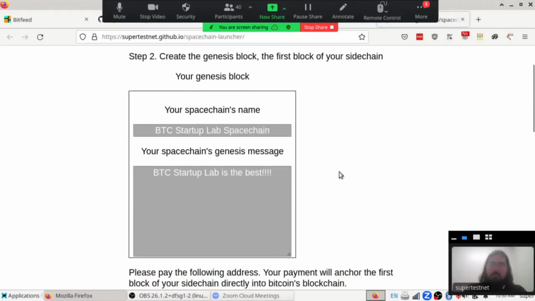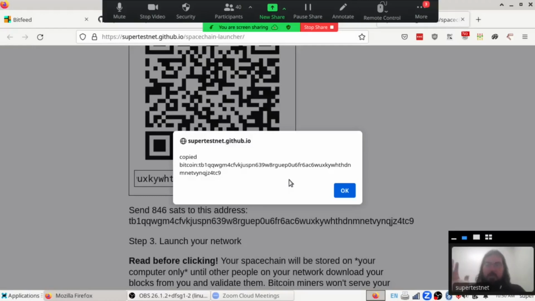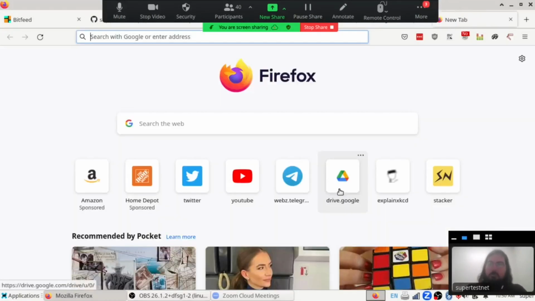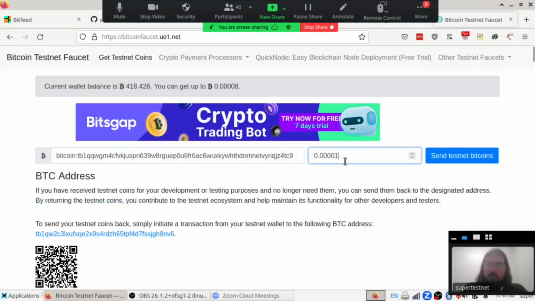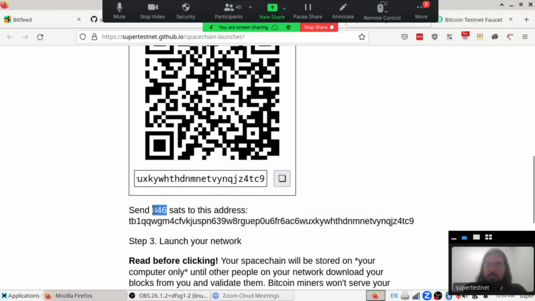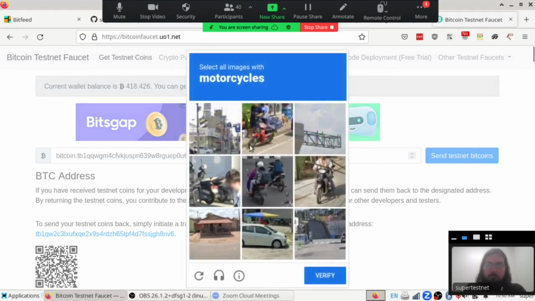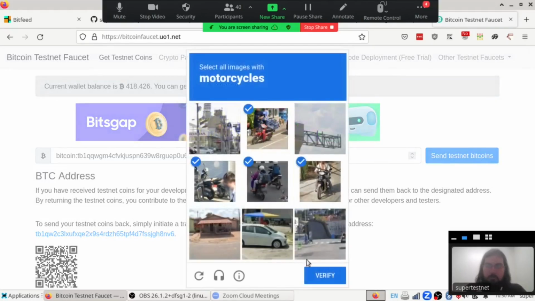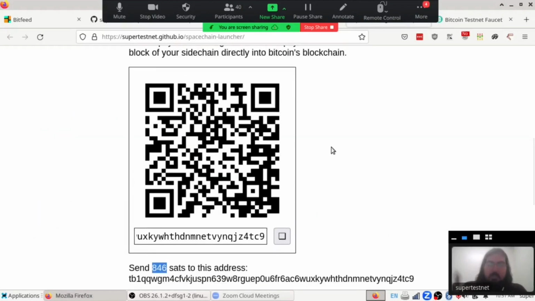So here is a visualization of our block. It's only got one piece of data in it, and all we have to do is put money into this Bitcoin address, and it will automatically use that to create the thing. So I'm going to go to a testnet faucet. This is all being done on testnet. I'm going to paste the Bitcoin address, and it wants 846 sats. So 846, send. Okay, so money should be going into this address, and as soon as it detects it, we should see a Spacechain created. Our own Bitcoin Startup Lab Spacechain.